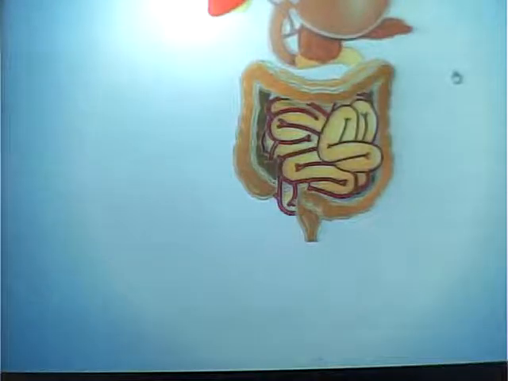The minerals and vitamins present in the food do not need to be changed. Cells are able to absorb them as they are.